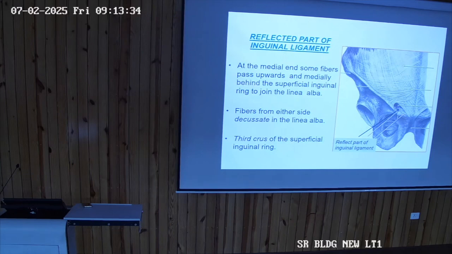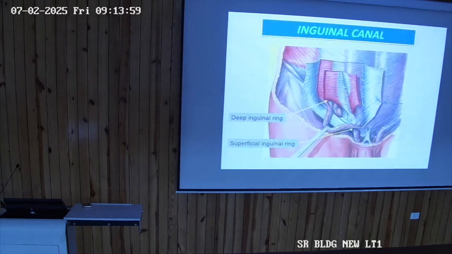I'll come to the superficial inguinal ring. For the time being, what you have to remember is there are three extensions from the inguinal ligament: the lacunar ligament, the pectineal ligament, and the reflected part of the inguinal ligament. And they are related to which boundary of the inguinal canal? They are related to the medial end, and which boundary of the inguinal canal they form, that we will be seeing. Now I am coming to the inguinal canal.